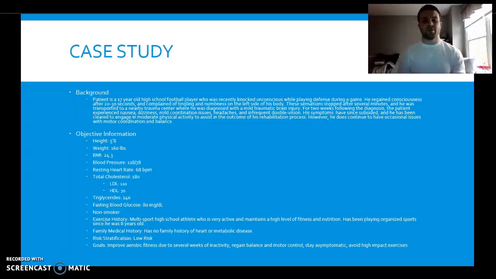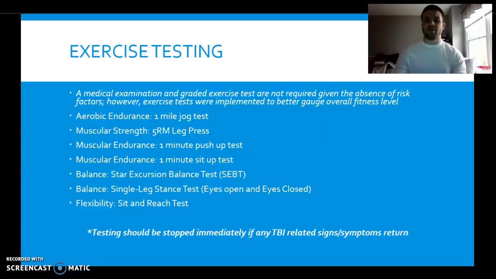So the goal is to improve aerobic fitness due to several weeks of inactivity, regain balance and motor control, which I said before would be really important, and also to stay asymptomatic and avoid high impact exercise. And I'm going to repeat that asymptomatic part a couple of times throughout, because you really don't want to start exacerbating symptoms, and you don't want to bring back any symptoms that have subsided in the last week or so. So it's really important to keep an eye on that while you're going through this exercise regimen.